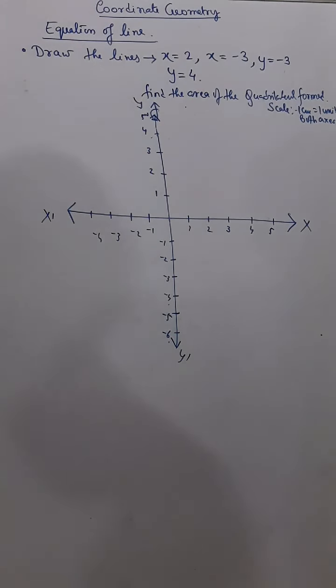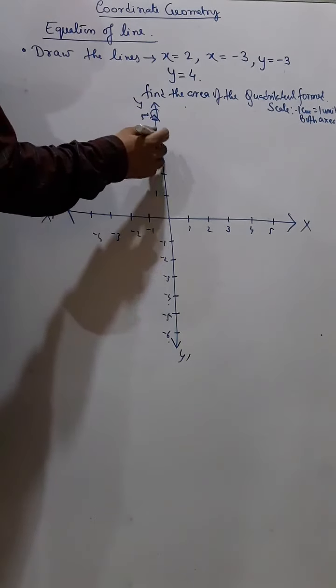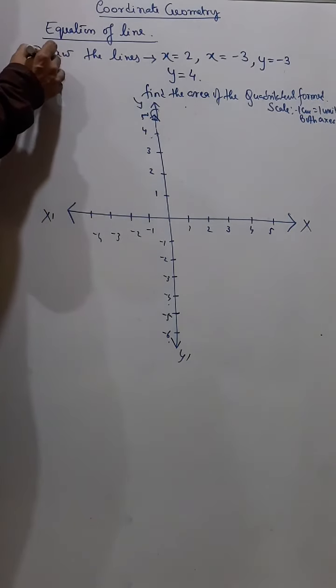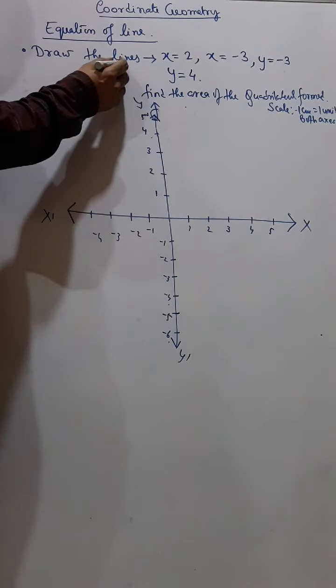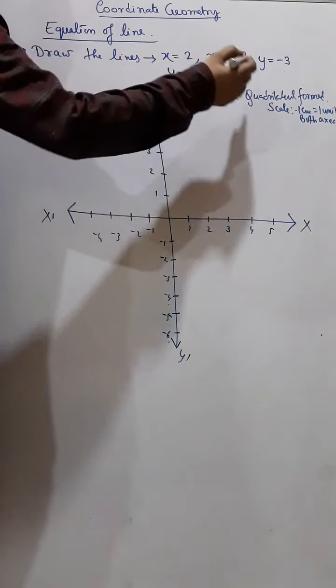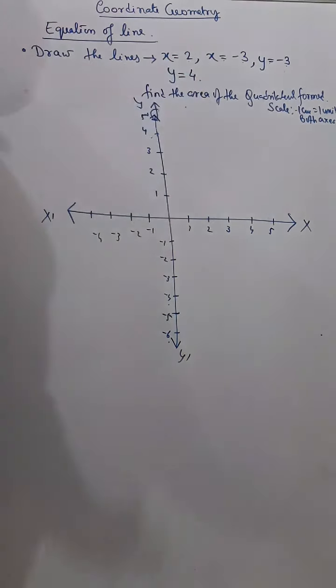Okay, now see this sum. Here they told, now we'll know how to draw lines in a graph. Draw the lines x equals 2, x equals minus 3, y equals minus 3, and y equals 4, like this.